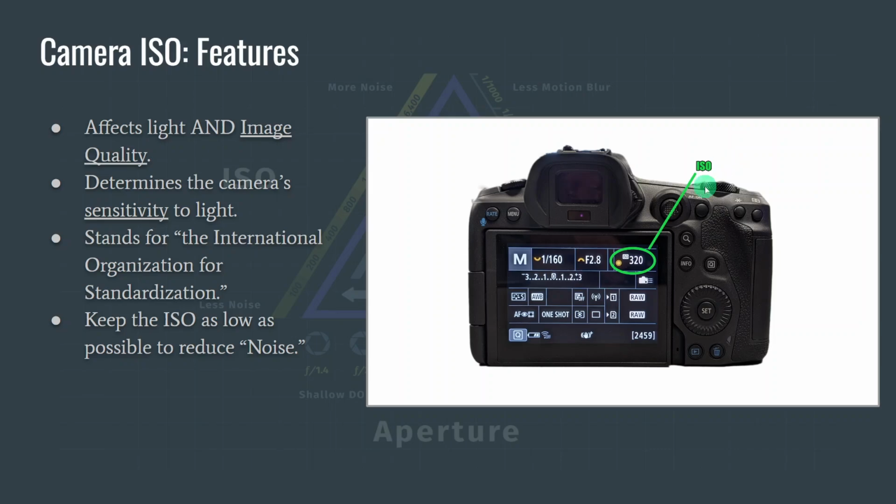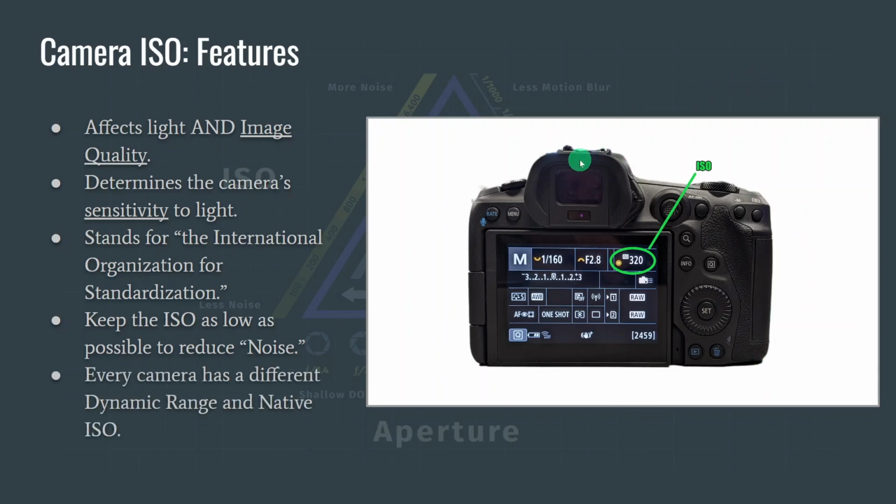And what you want to do is keep your ISO as low as you can. You will need to change it, but when you're taking a photo, the goal is to stay as low as possible. You will have to raise it sometimes if there's not enough light, but you want to be careful raising it too high because of noise. And we'll talk about that in a second.